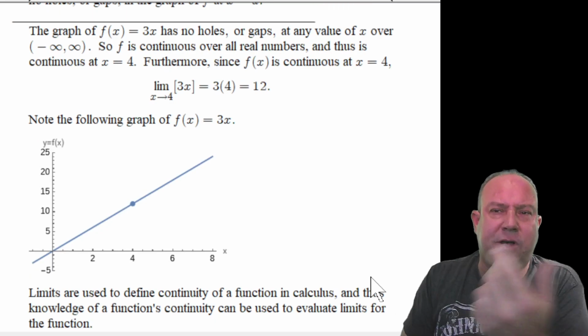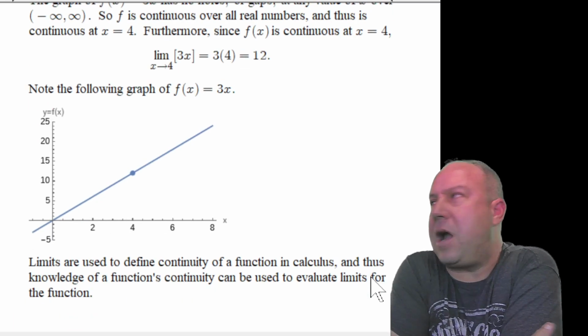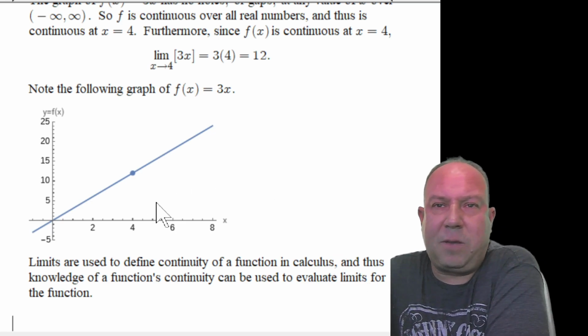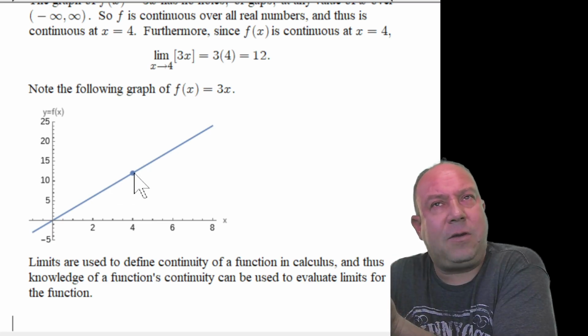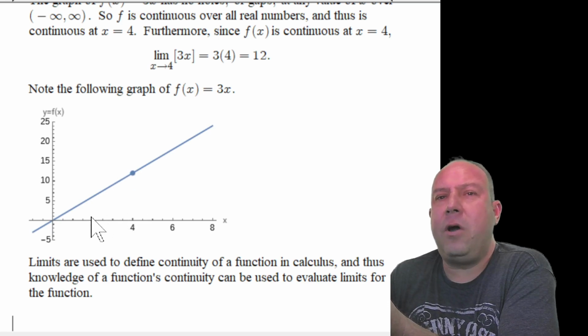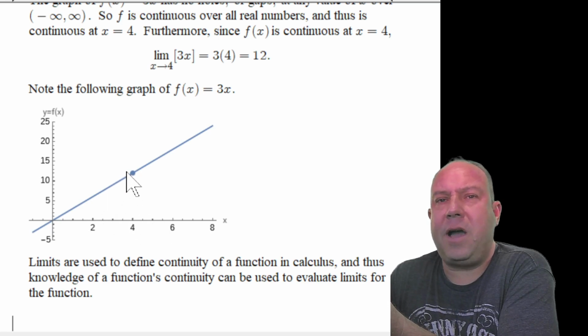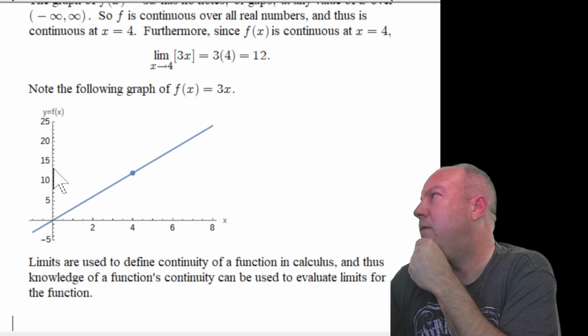And we can note this is all supported graphically. Here's the graph of 3x. We can see as we approach 4 for values of x from the left or the right, because of the continuity in the graph at the value of 4, there being no hole or gap, we know that as we approach 4 from the left or the right, the output of this function is getting closer and closer to the dependent value we see over here on the vertical axis at the value of 12.